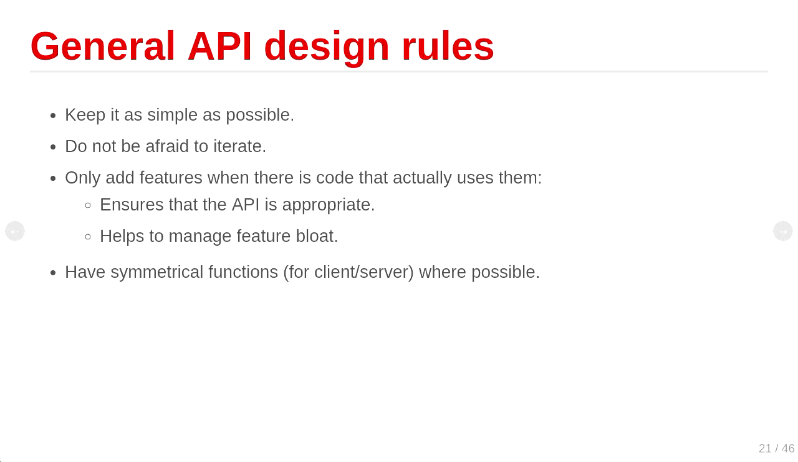Another big one that I would encourage is only add features when there is actually demonstrated use of these. There's a couple of reasons for this. One is that it makes sure that the API that you're adding is absolutely appropriate. If you say, hey, we're going to implement this cool feature, let's add some code for it, here's the API for it, what does that actually look like from the caller? Does it actually make sense? Does it work? It also means that you manage feature bloat. You don't add stuff which no one actually uses.